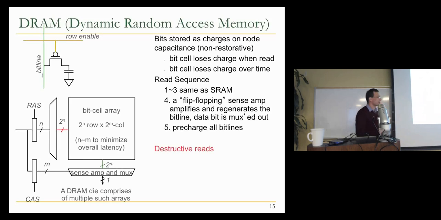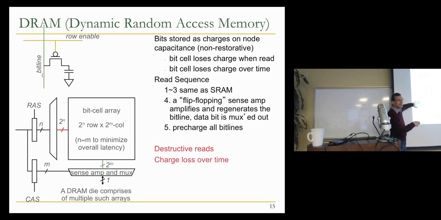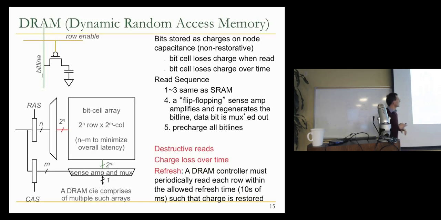Okay? So the key difference, one of the other key differences, other than the interface, is that the reads are destructive over here. Right? And the second key difference is you get charge loss over time. This is because the capacitor leaks. So you need to refresh DRAM, and you don't need to refresh SRAM.